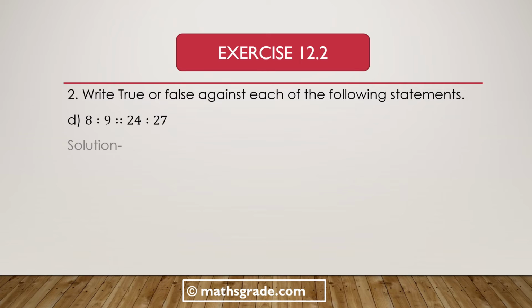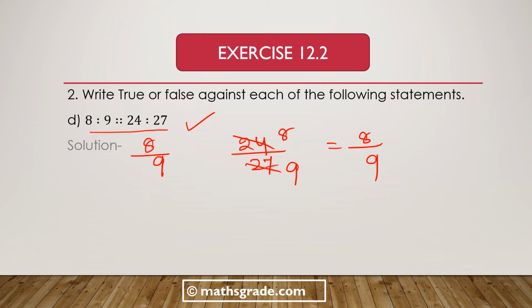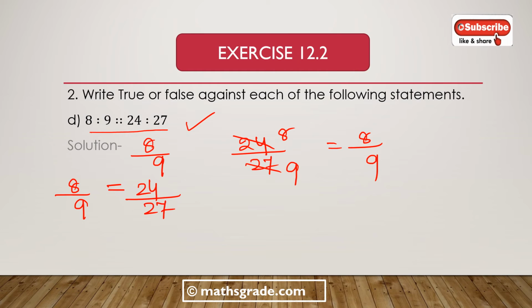Now D bit. 8 is to 9 is equal to 24 is to 27. 8 divided by 9 and 24 divided by 27: 3 eights are 24, 3 nines are 27. 8 divided by 9. So 8 divided by 9 is equal to 24 divided by 27. This is true.